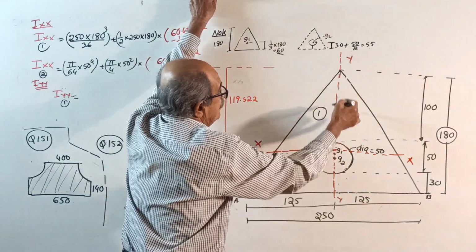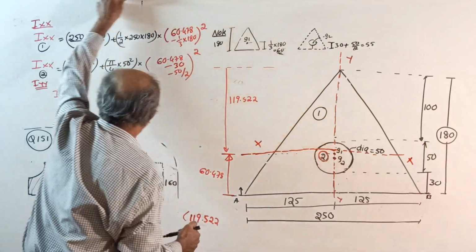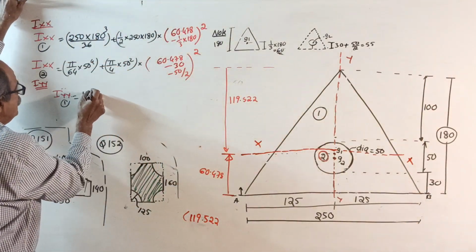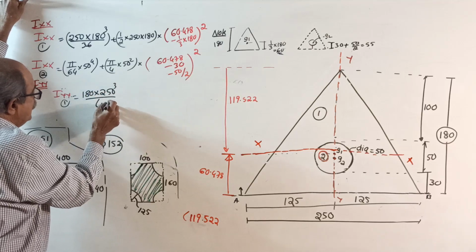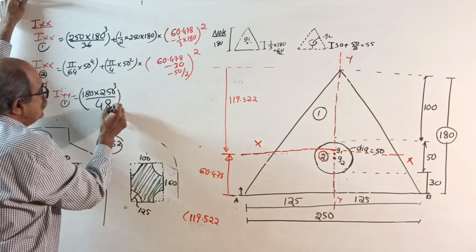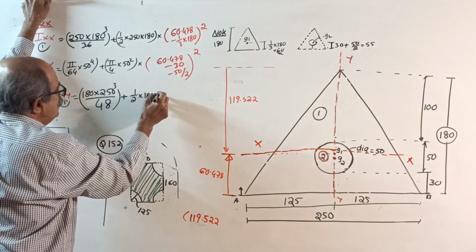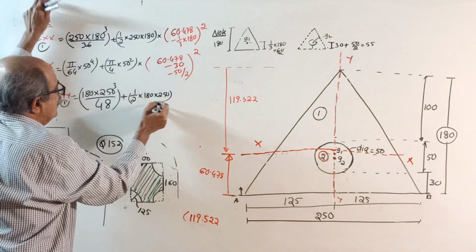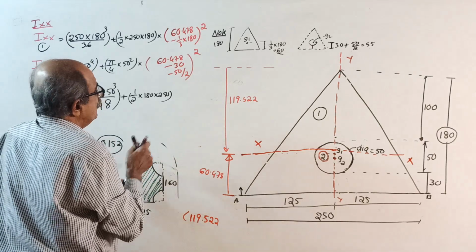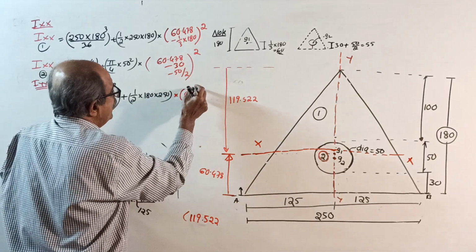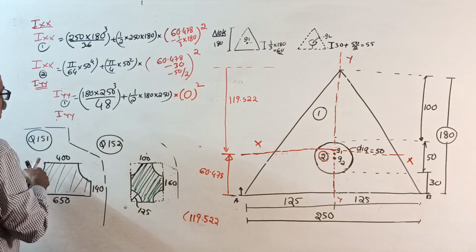First, for 1, about its own center of the axis: 180 into 250 cube divided by 12. Why 48? Very sorry, too late. Plus half into 180 into 250 is the area, into centroid G1 lies on the YY axis. Therefore, 0 square over. Then I about YY for 2.